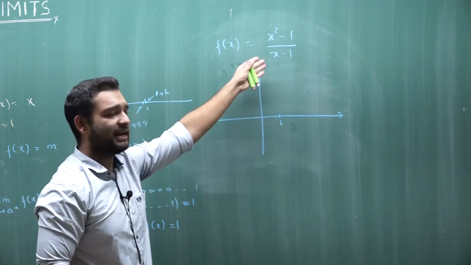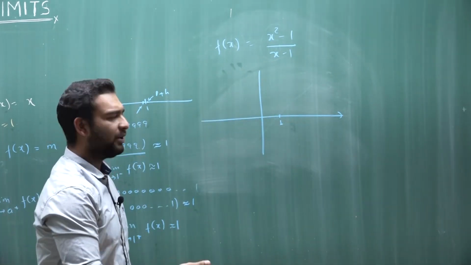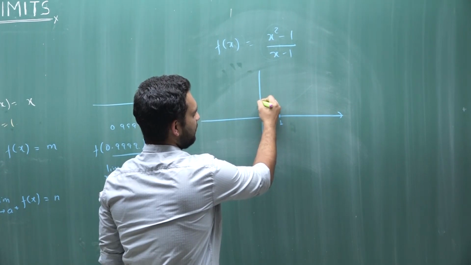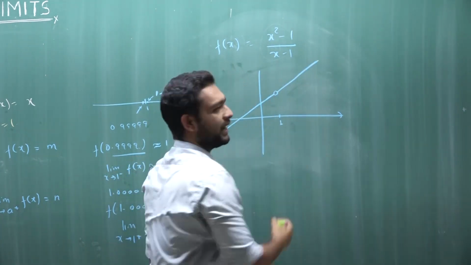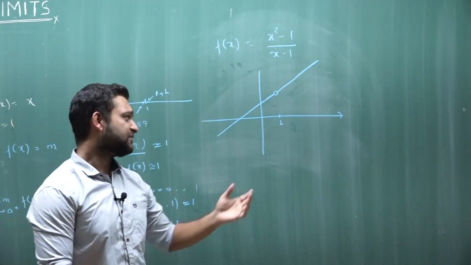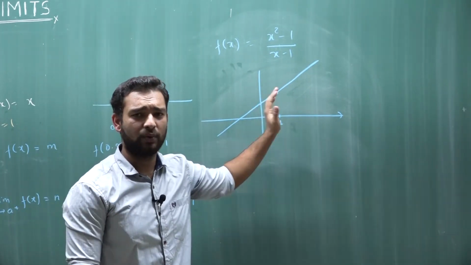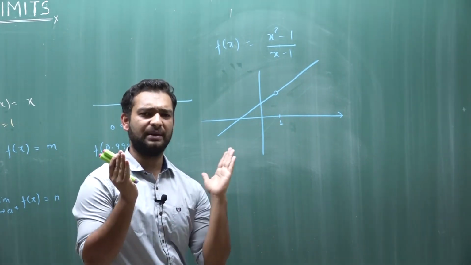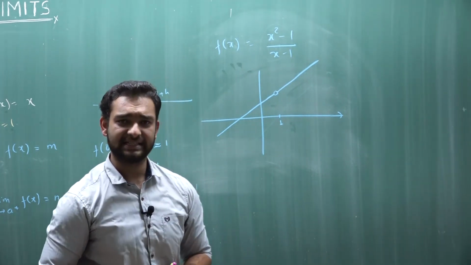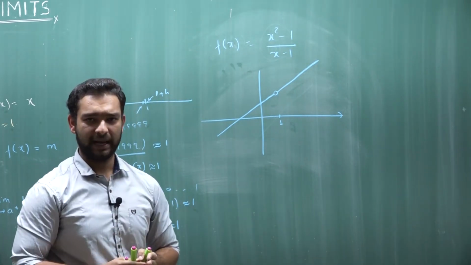Before that, at x is equal to 0, what will be the value? It will be 1. At x is equal to 0, the value will be 1 and the function will be somewhat like this and open at 1. So this function is having a break at x is equal to 1. Now we wish to find out the value that it is approaching, or the limiting value of this function at x is equal to 1. So that's where we apply limits.